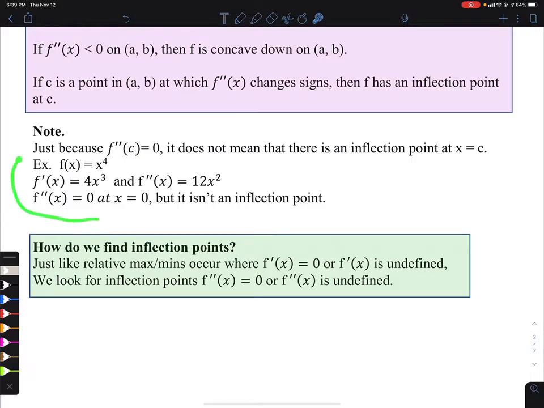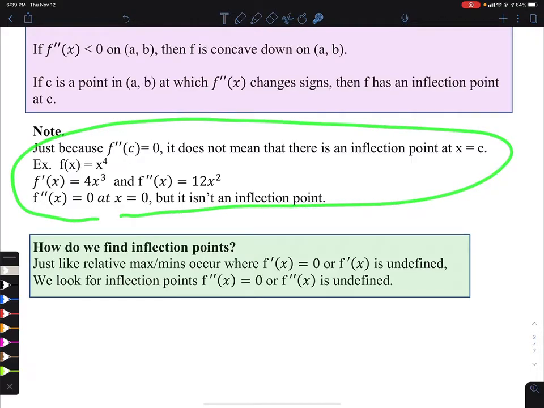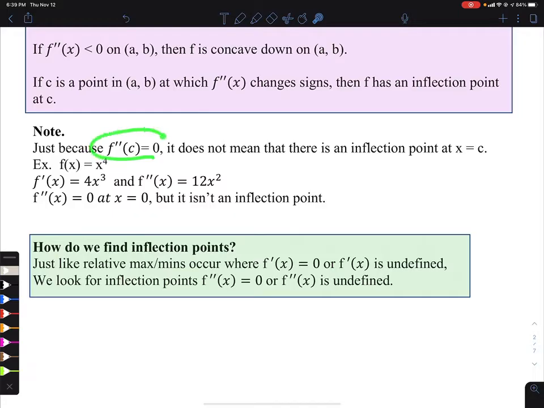All right, you can read this note. It is basically clarifying that just because the second derivative is 0 doesn't mean there's an inflection point at that point. I'll give you an example. Take f(x) = x to the fourth. The first derivative is 4x cubed. The second derivative is 12x squared. This equals 0 at x equals 0, but there's not an inflection point at that point. I just want to point that out.